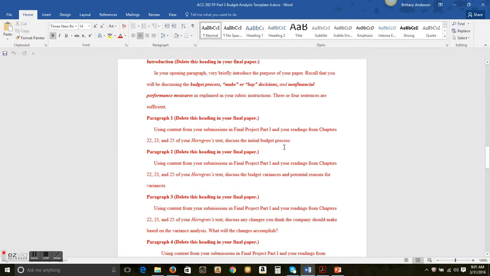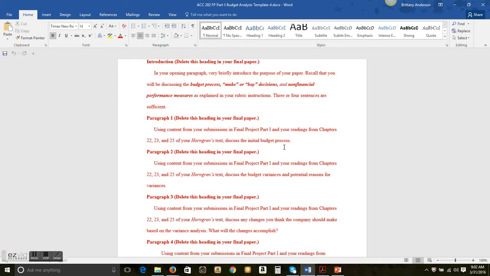So in paragraph 1, let me tell you what we don't want to see. What I don't want to see is you telling me how you calculated the sales budget, how you calculated the production budget, and so on. What I want to know is, what is the initial budget process? Why do we do it? What does it inform us? How do we track it? So think outside the box for this one.